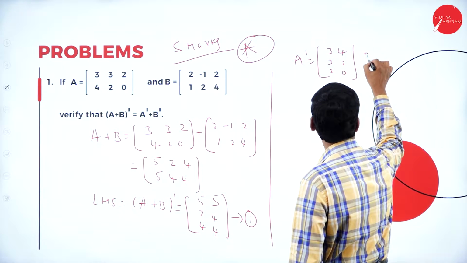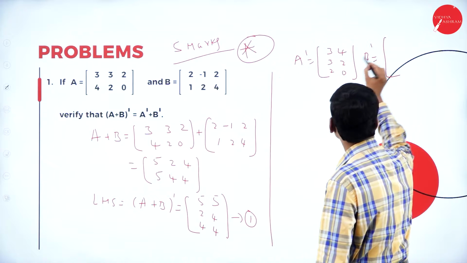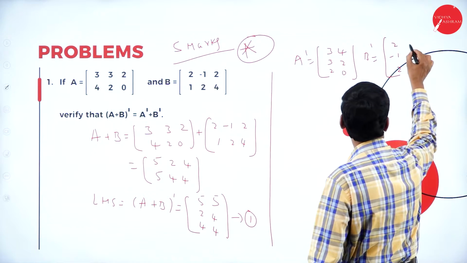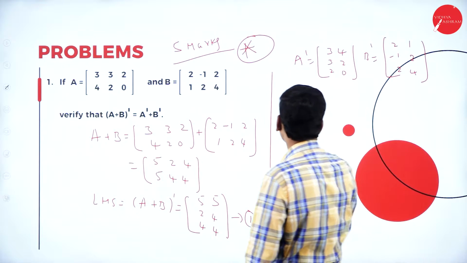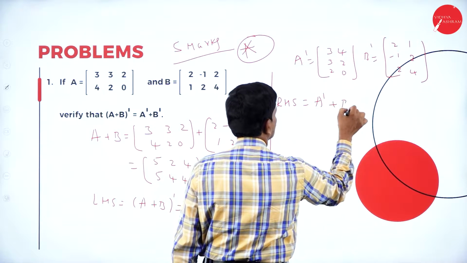This is A dash. On the other hand, what is B dash? So this B dash is the transpose of B: 2, minus 1 and 2, and the second row becomes the second column: 1, 2 and 4. Now let us add these two.